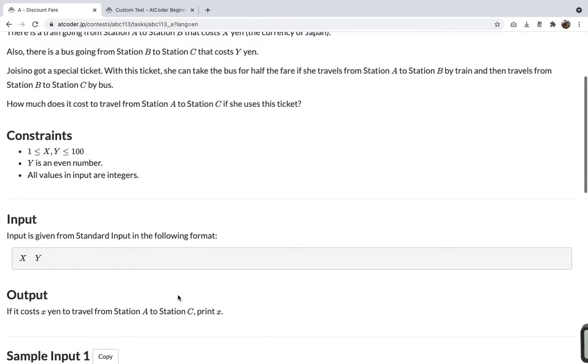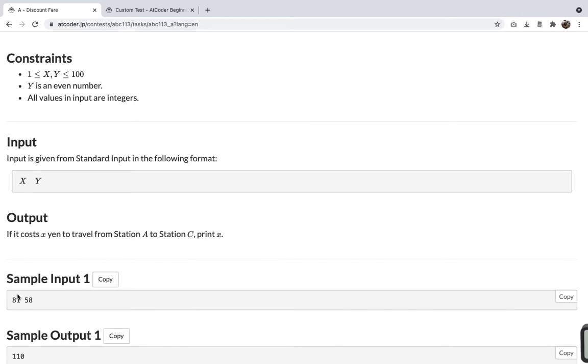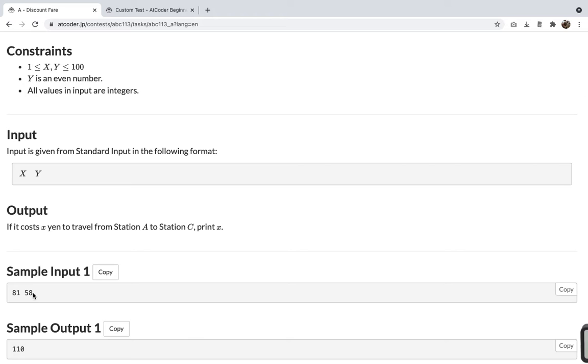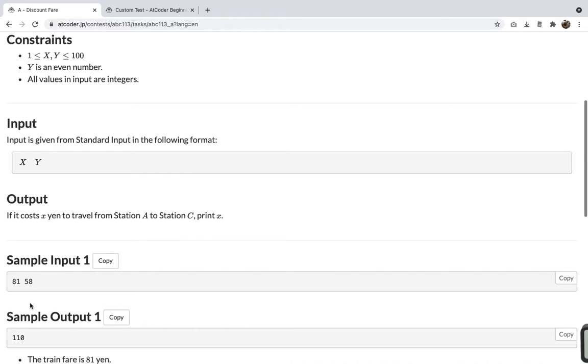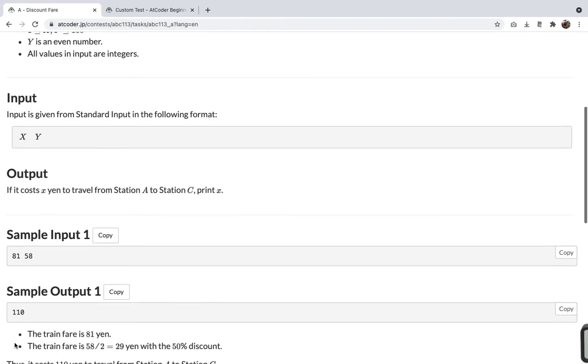Then it means that I cannot divide the train fare, but I can divide the bus fare, which is Y. So therefore, I should print 81 plus 58 divided by 2, and maybe that's because it's 110.